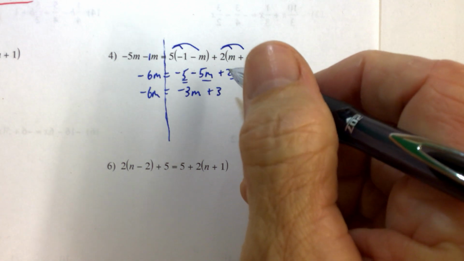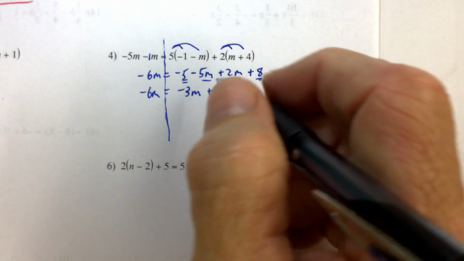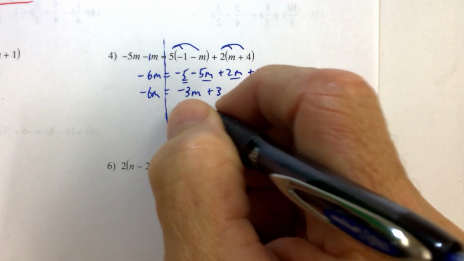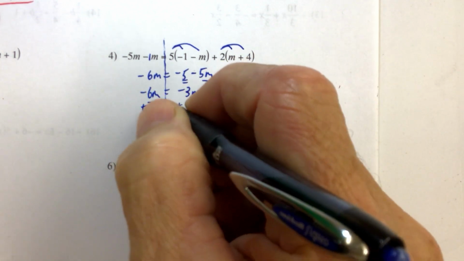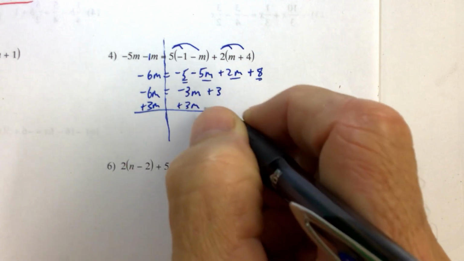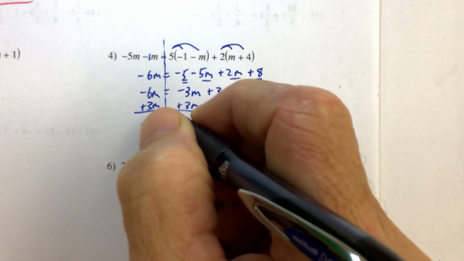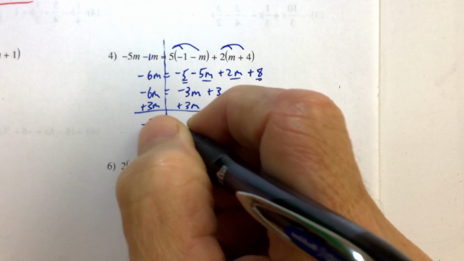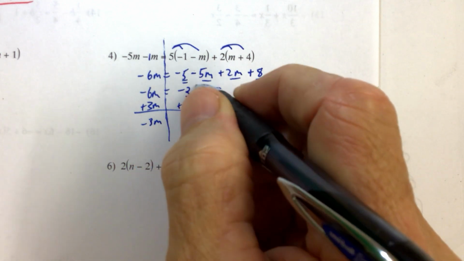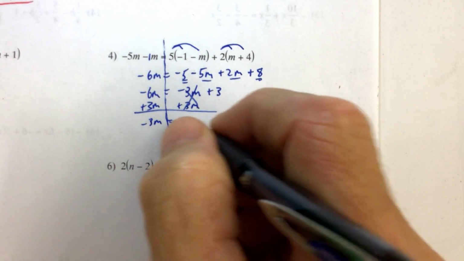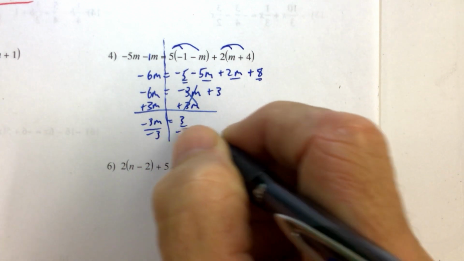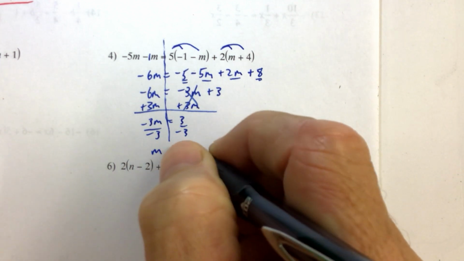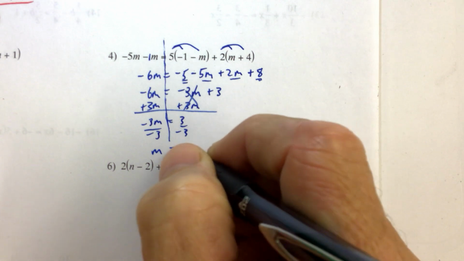So we could do one of two things here. It'd probably be easier just to move the variables to the left-hand side because there's only variables on the left. So by adding 3m to both sides, we get negative 6 and positive 3 is negative 3, but it's an m term. These add up to 0, and then we have equals 3. So then we're just going to go ahead and divide both sides by negative 3, and we get m is equal to negative 1.